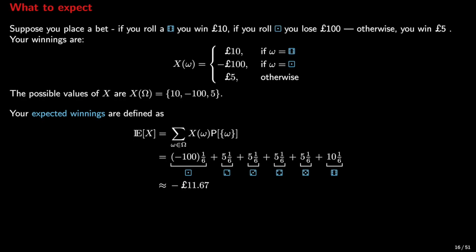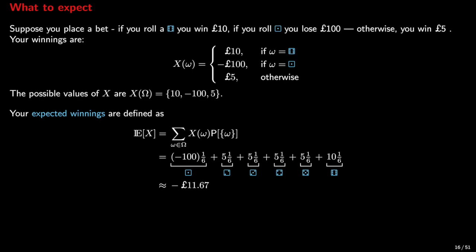If you roll a 5, you win £5 and the probability is 1/6. And if you roll a 6, the winnings are £10 and the probability is 1/6. So you multiply the various winnings with their respective probabilities and then you sum them all up. If you do the calculation here, you will see that your expected earnings are minus £11.67. So you shouldn't expect to win this game.